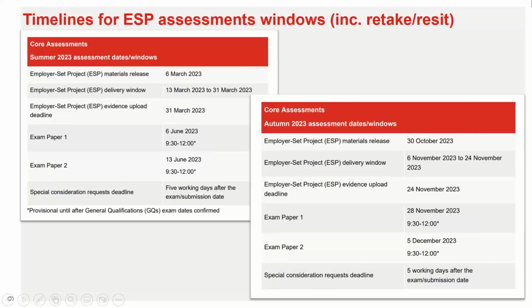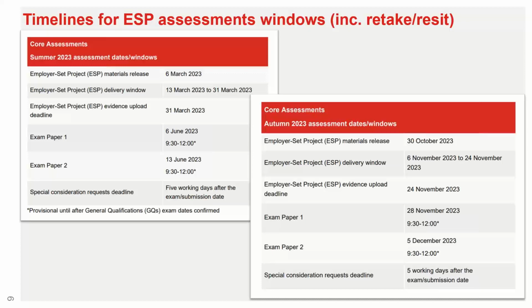So here are the timelines I sort of referred to at the beginning. These are the timelines for your summer 2023 exam series and also the autumn 2023 exam series. So let me just give a brief overview. On the 6th of March, all the ESP materials will be released to you as a centre. Now, the reason we release all 4 tasks to you together is because it helps you to start planning your assessment. Then from the 13th of March, the assessment window opens, and it closes on the 31st of March.